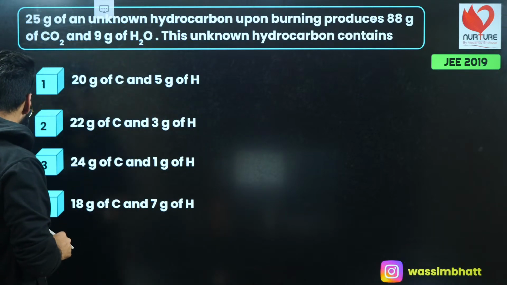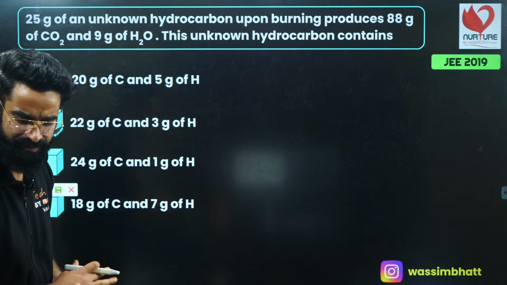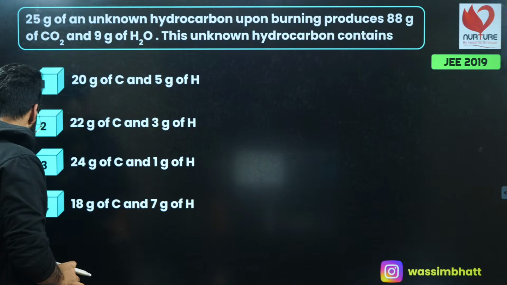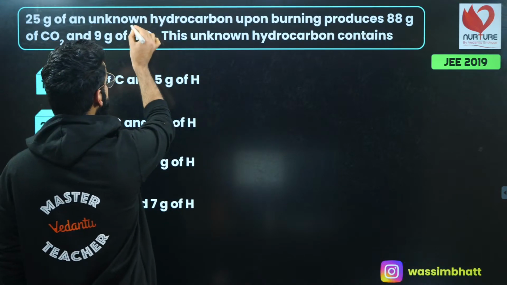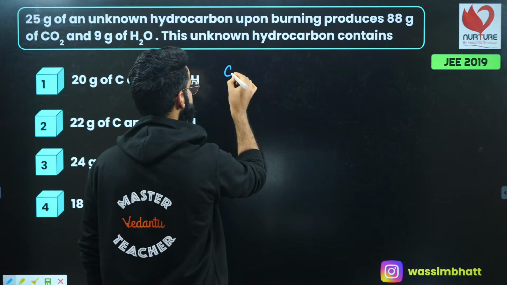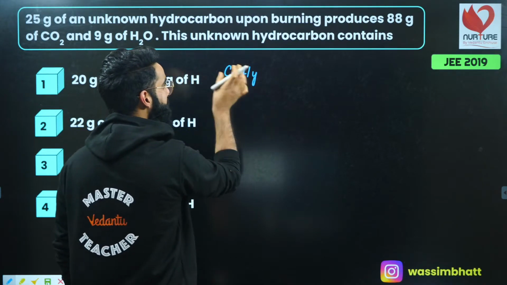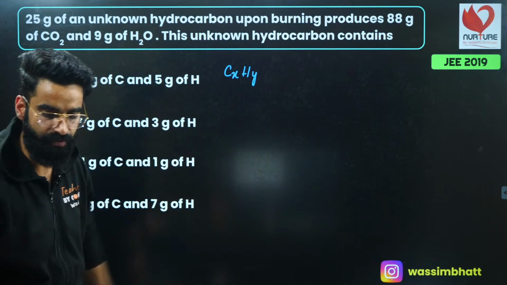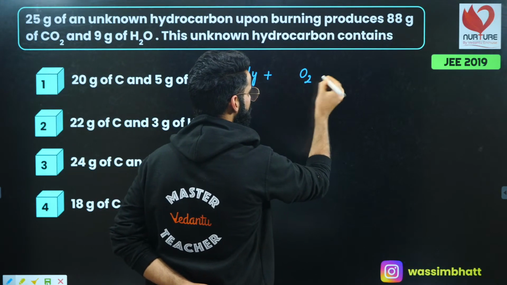See guys, a very simple question. You just have to understand the language of the question and use the common sense a bit. See how I'll try to approach this question. Understand properly what I'm going to say. Basically I'm given an unknown hydrocarbon, CxHy. And as per the question, I'm burning this hydrocarbon. That means I'm doing the combustion of this hydrocarbon. What does that mean? That means I'm making this hydrocarbon react with oxygen.